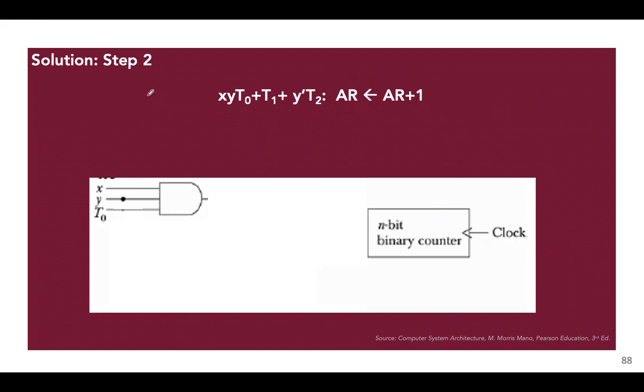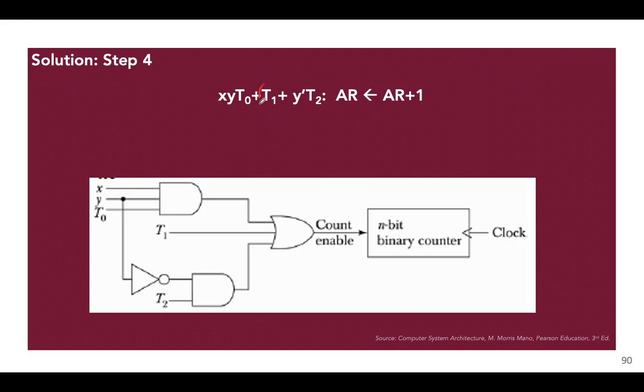First, we start with this part, x and y and t0, right? And then y0 and t2, and then t1, right? And all of them have to be ORed. So this one and this one have to be ORed, and this will be your load with count enable, and that's how you're supposed to do this. Again, very simple.